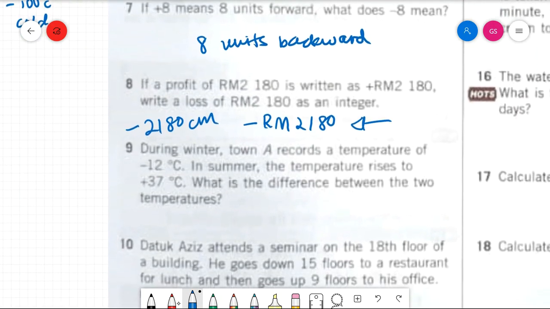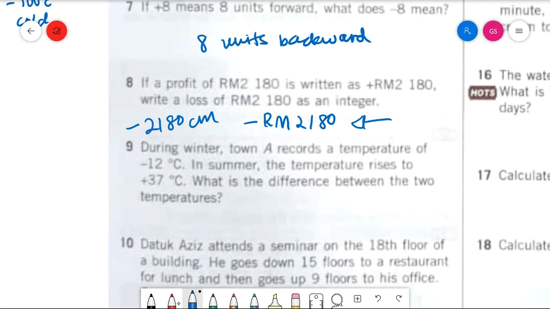Now, during winter, town A records a temperature of negative 12. So it's very cold. In summer, the temperature rises to positive 37 degrees Celsius. What is the difference between the two temperatures? If you cannot visualize what is happening, draw. Here will be very panas, we put a hot there. Here will be very sejuk, put a C there. There's going to be a 0 degrees here, neutral, not hot, not cold. Then we record a temperature of negative 12, which is under 0. Then positive 37, which is above 0, somewhere here.